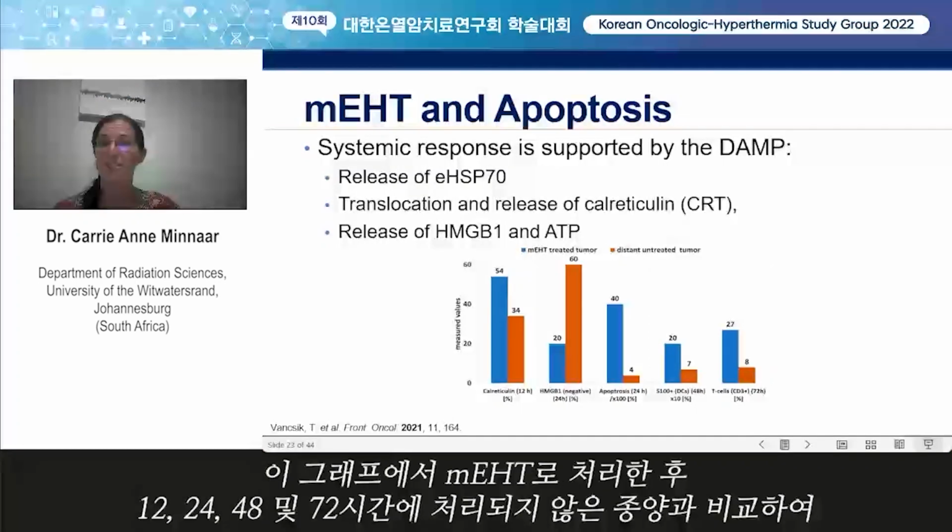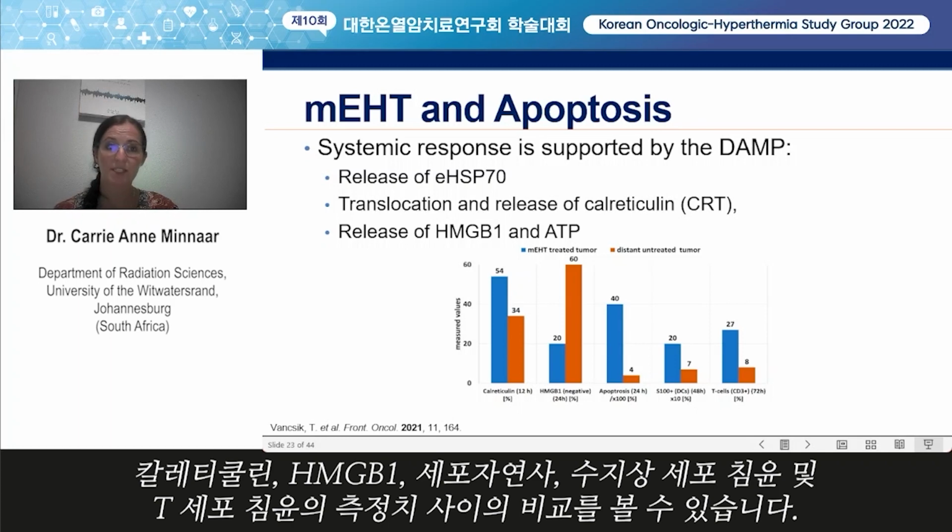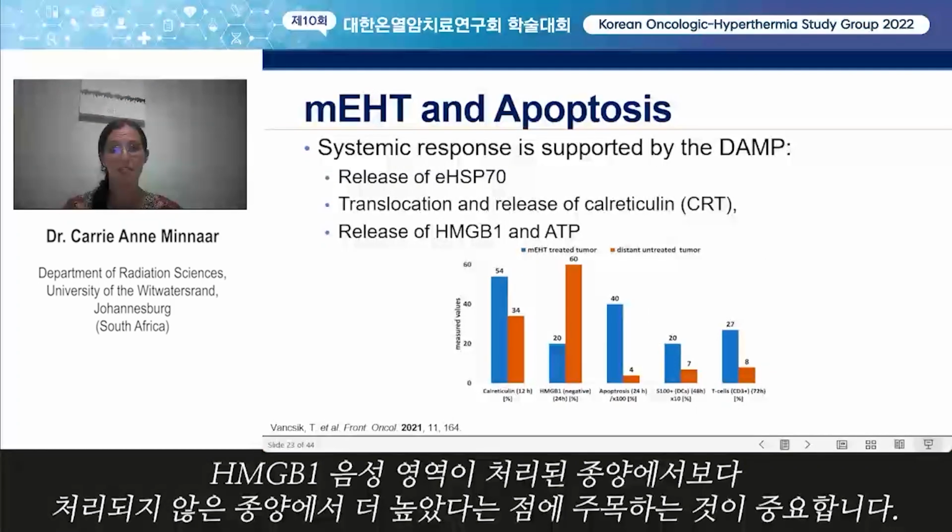In this graph, we see a comparison between the measurements of calreticulin, HMGB1, apoptosis, DC cell infiltration, and T cell infiltration at 24, 48, and 72 hours post-treatment with MEHT compared to the untreated tumor. It's important to note that the area measuring HMGB1 measured the negative cells, so that is why the HMGB1 appears higher in the untreated tumor. It's actually the negative area that was higher.